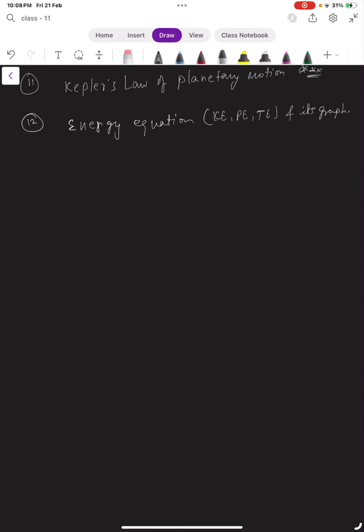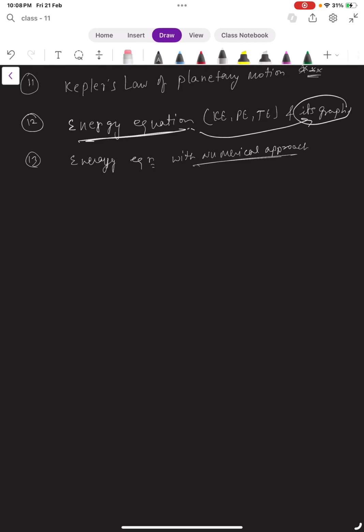And one small topic we also include here: energy equation with numerical approach. It means we learn this energy equation, first the theoretical part, and then we go with the graph part, and after that we see how we use this energy equation in numerical problems.